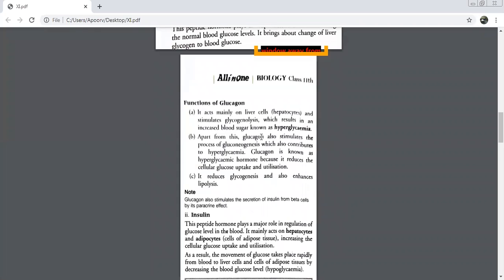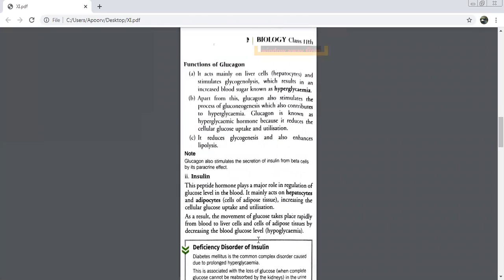Then we came across a condition, hyperglycemia. What is hyperglycemia? What increases? Blood sugar level. Okay, now we come to insulin. Basically, which two kinds of cells did we talk about? It acts on hepatocytes and adipocytes. Yes, very good. And then automatically there's a decrease in the blood glucose level, which is known as hypoglycemia.